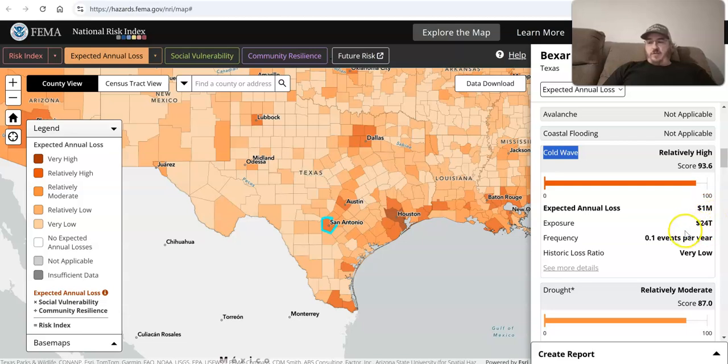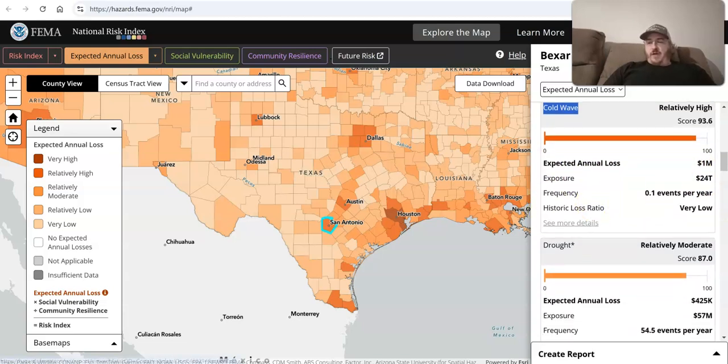There's 24 trillion. That doesn't seem right. I guess so though, but I don't know. But there's a lot that could be damaged by it.